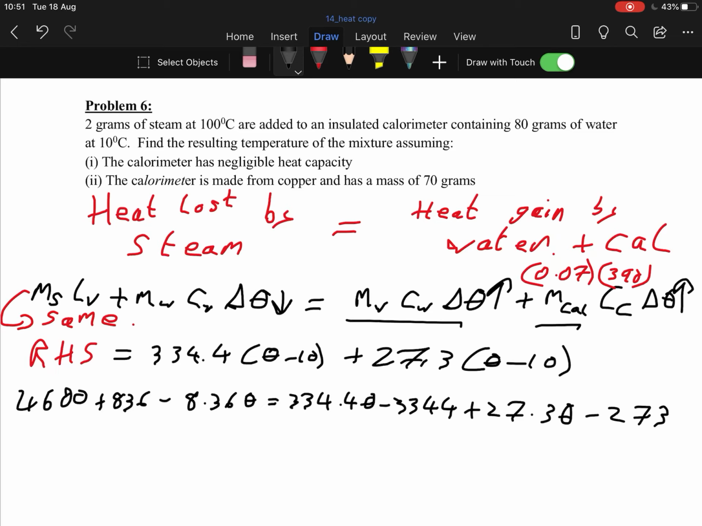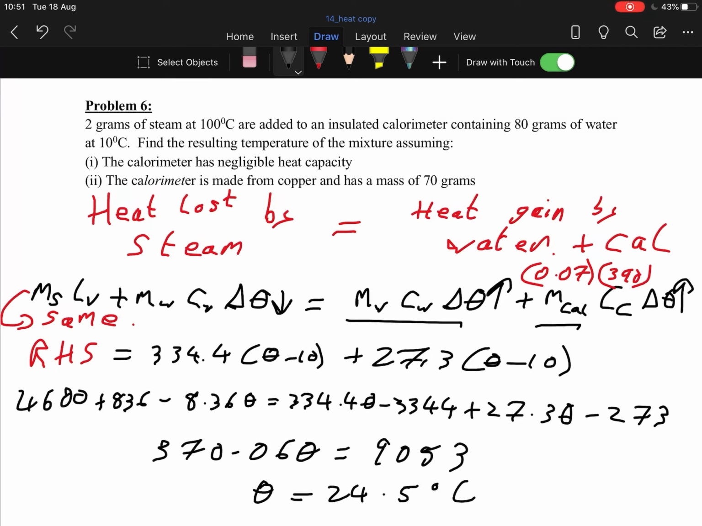273. Okay, so bring all my thetas to one side, all my numbers to the other, and I should end up with 370.06 theta, that should be a decimal point, equals 9053. Theta equals 24.5 degrees Celsius. There we go. All right, so 24.5 degrees Celsius.